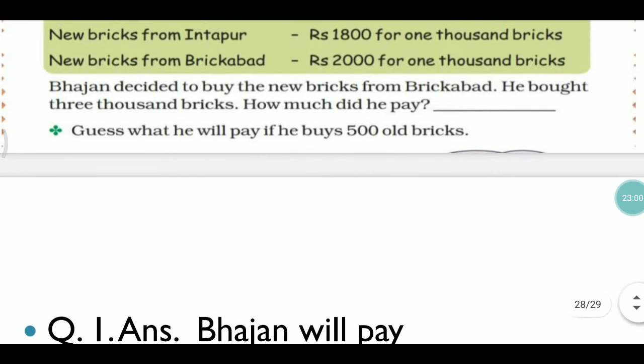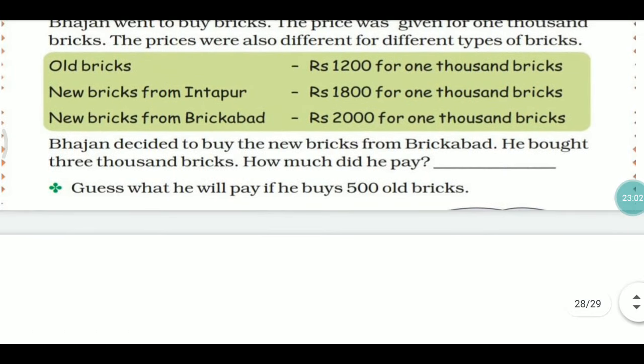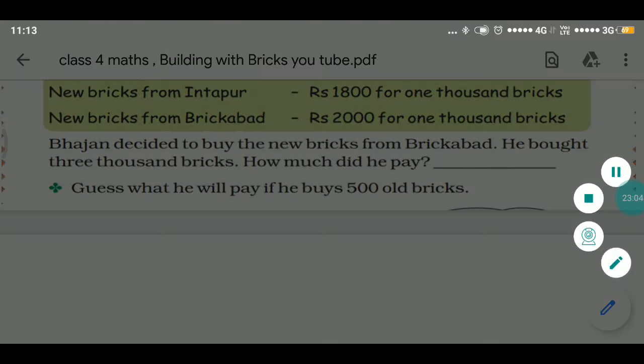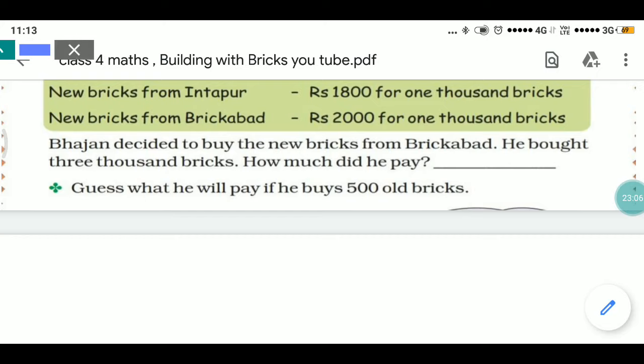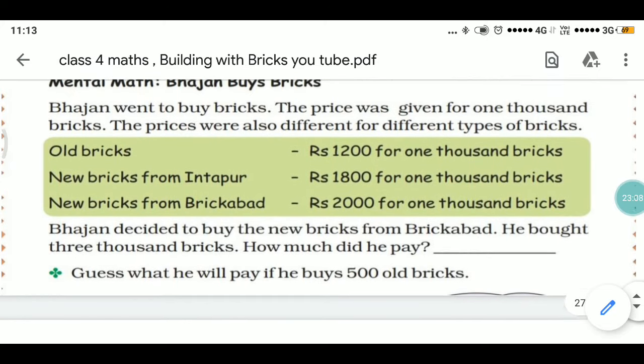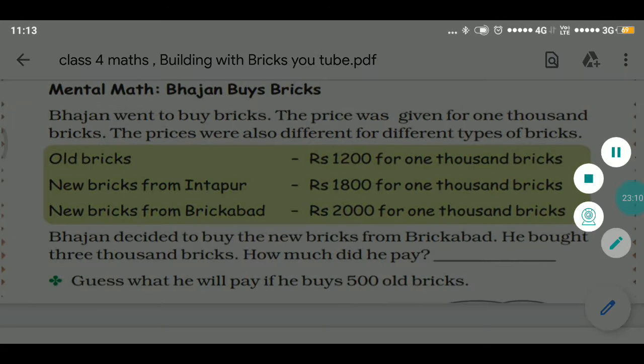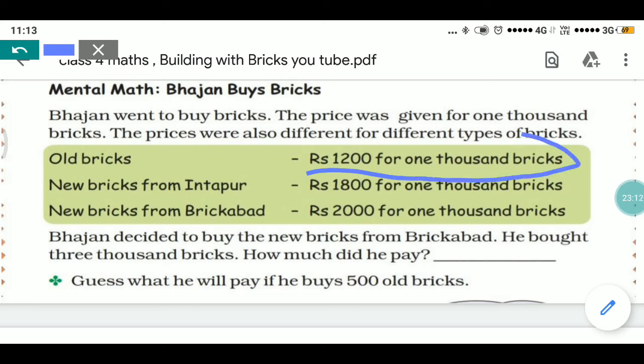Next, guess what he will pay if he buys 500 old bricks. Students, for 1000 bricks, what is the amount? 1200. For 500 old bricks, that is half of it. That is 1200 divided by 2. The answer is 600.